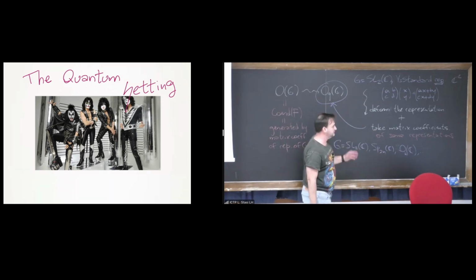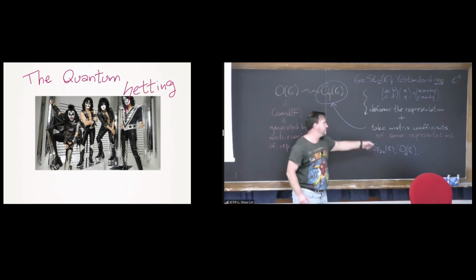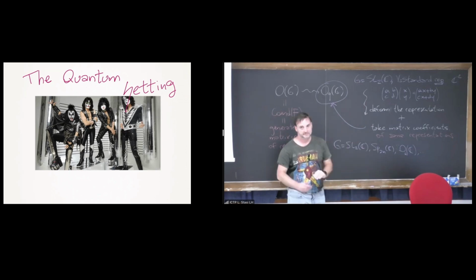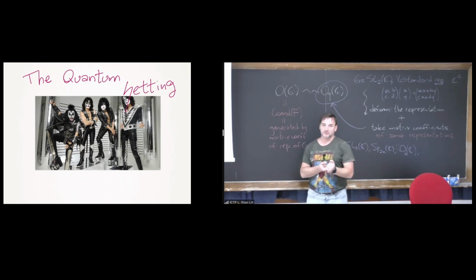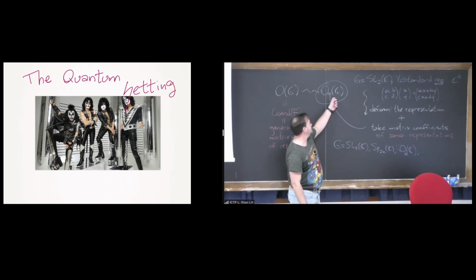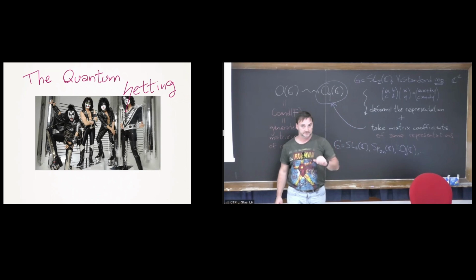But actually, what is going on in reality is that the representations appear at this level. The representations are deformed. So to get the quantum group, the algebraic object, one takes the matrix coefficients. That is the idea. And when one takes the matrix coefficients, this is the quantum group that we are getting.